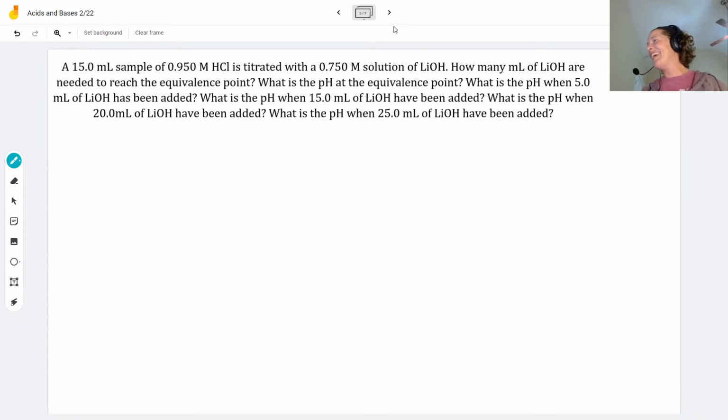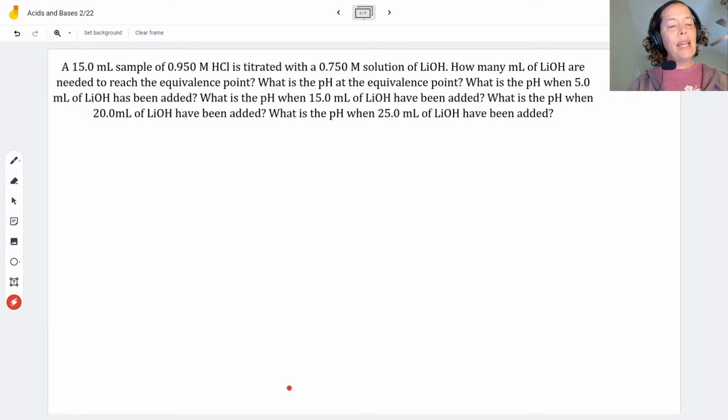So let's go ahead and go to our titration problem. So finally, our titration problem. Now this is a simple titration problem because I'm going to have a strong acid and a strong base. Let me actually read the question first, and then we'll talk about it.